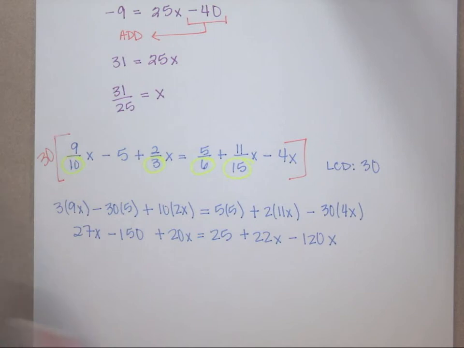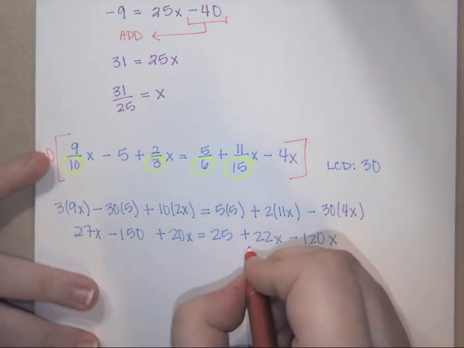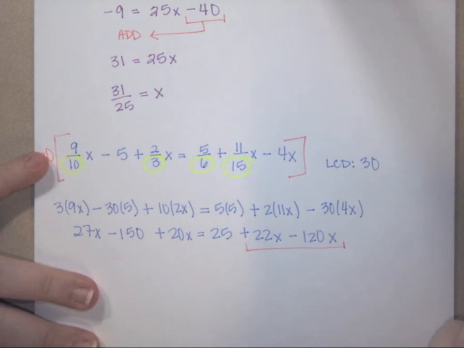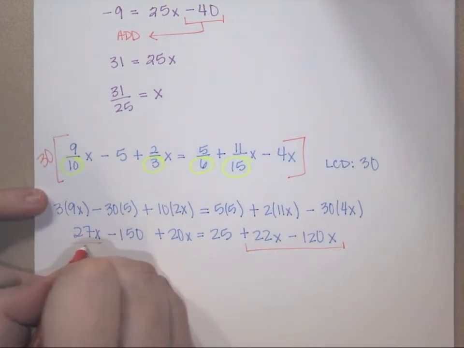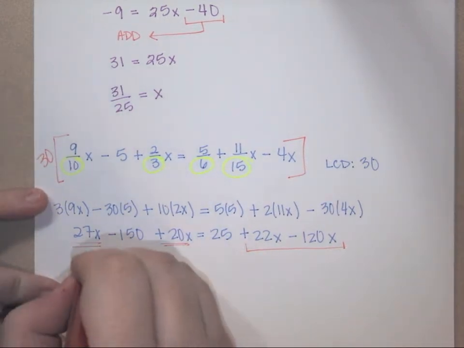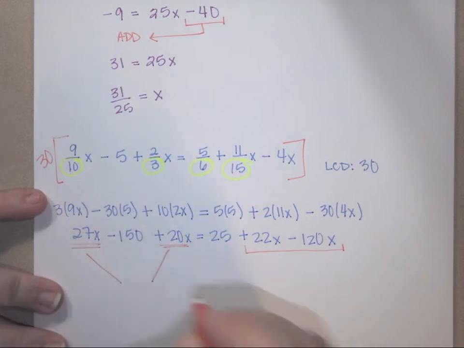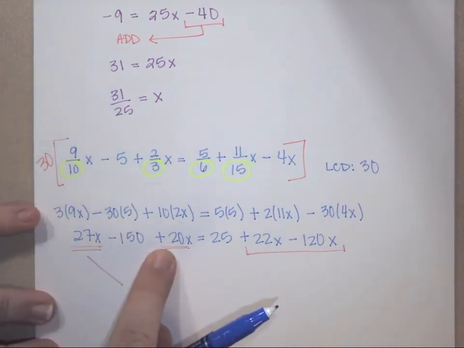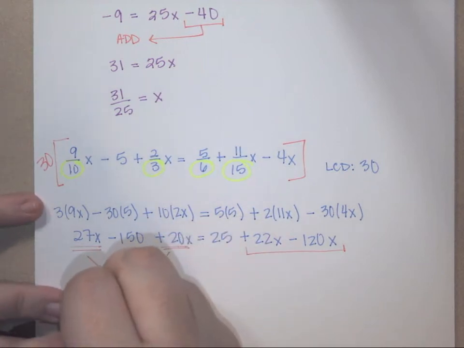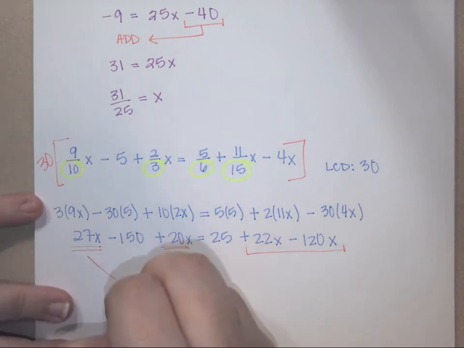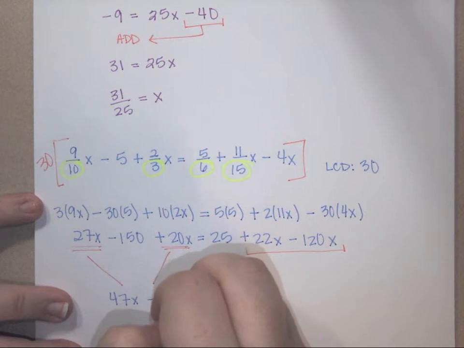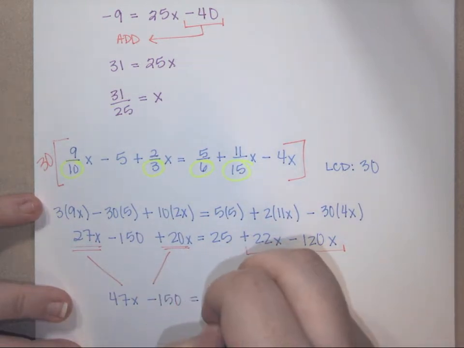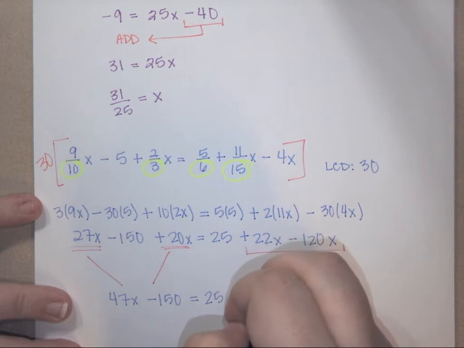Now's where the fun begins. Just like before, we are going to combine our variables on the left side, and we're going to combine them on the right. So in this case, we've got 27x plus 20x, so this is going to give you a 47x minus 150, and this is going to be 25, and we're going to have minus 98x.